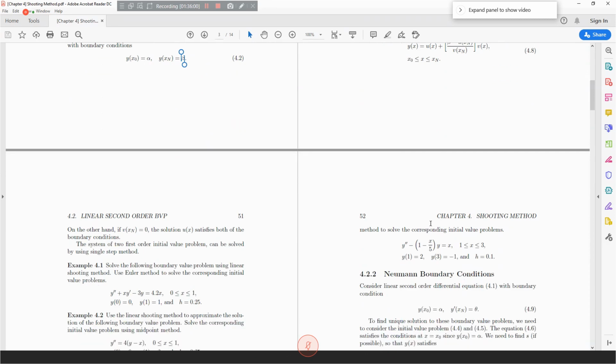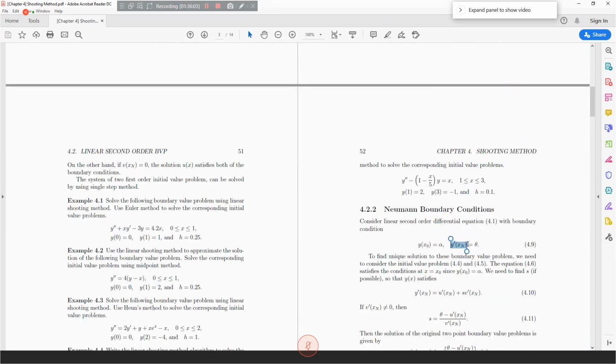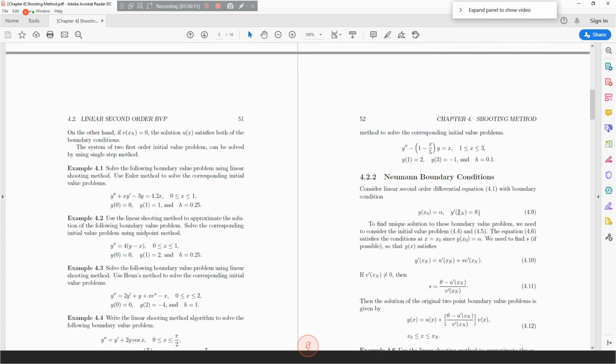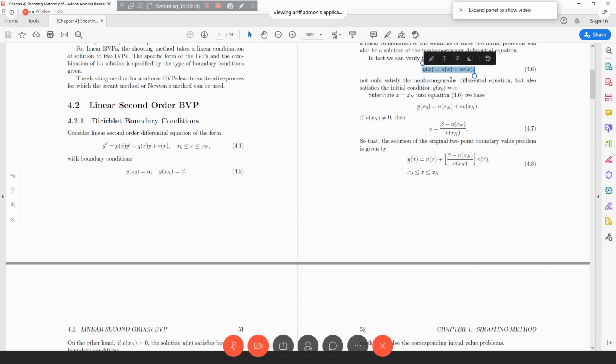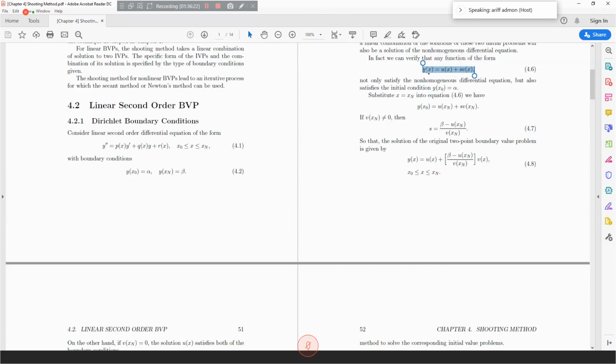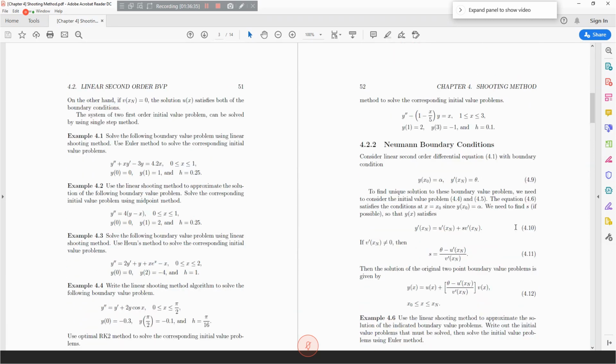So instead of using 4.7, in order to use our second boundary condition, where we denote y prime as theta, we want to use this y prime at xn. First you need to differentiate your y. You differentiate and get y prime equals u prime plus s multiplied by v prime, because s is just a constant. That's why you are getting equation 4.10.